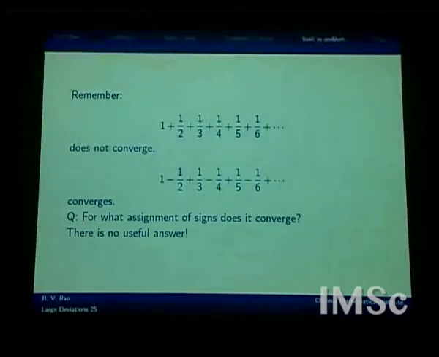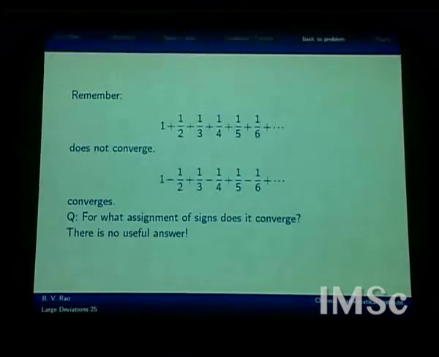We are not going to give criteria. Let me give an example. Look at the series 1 plus 1/2 plus 1/3 plus 1/4, etc. That series diverges, right? Look at the series 1 minus 1/2 plus 1/3 minus 1/4, etc. Alternating, that converges. You can ask, for what assignment of signs does the series converge? I have the same numbers, I have changed the signs. Once it is diverging, once it is converging. So, you can ask. There is really no useful answer.